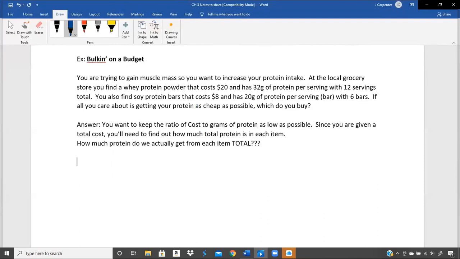So just think about taking, for the powder, the total grams of protein should be equal to. So the two numbers we're dealing with for the powder, let's highlight it for now, are the 32 grams per serving, and then it's 12 servings total. Those are the two things.